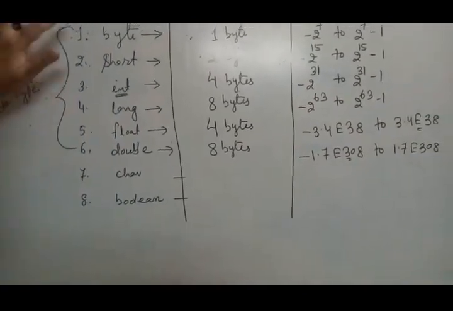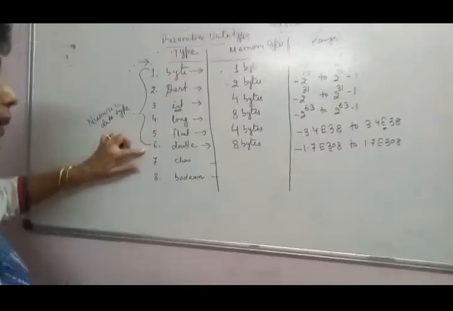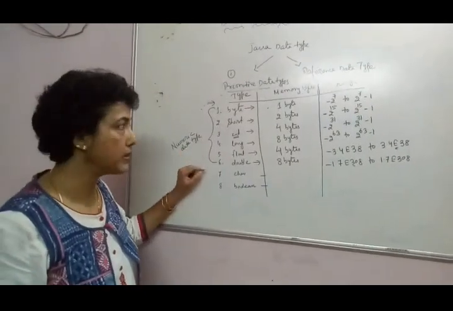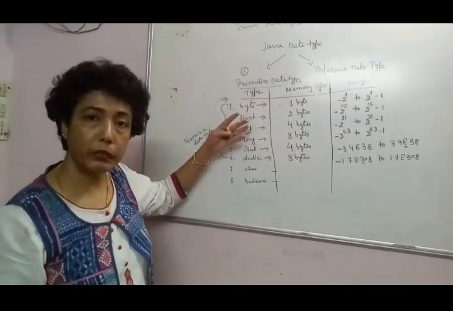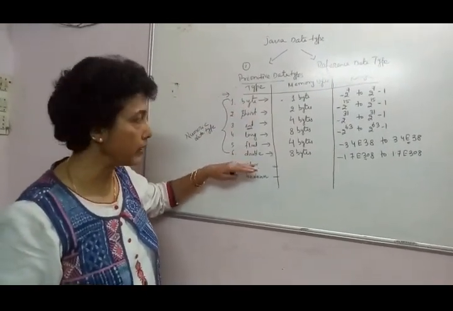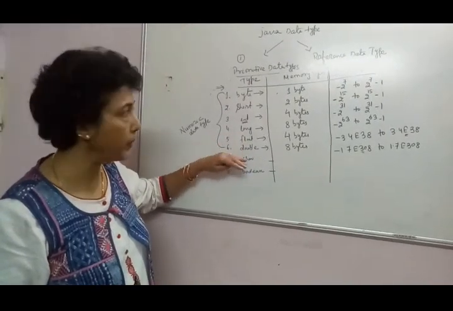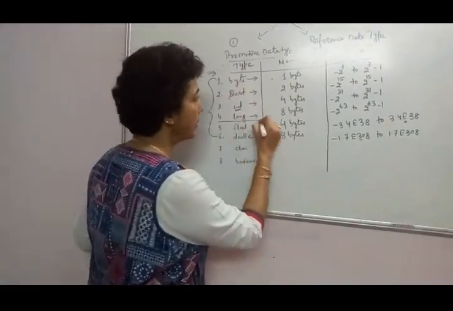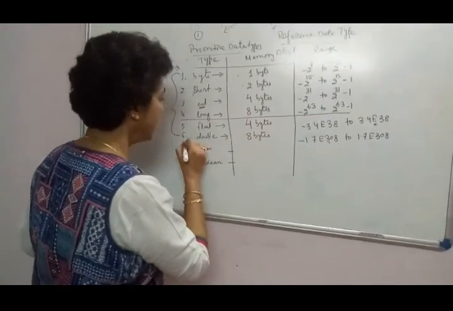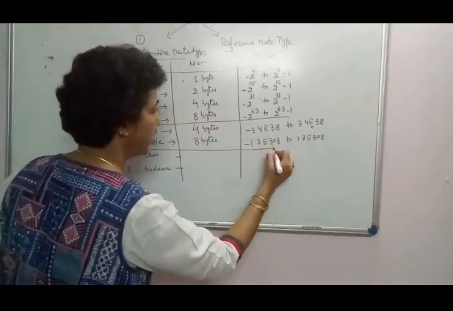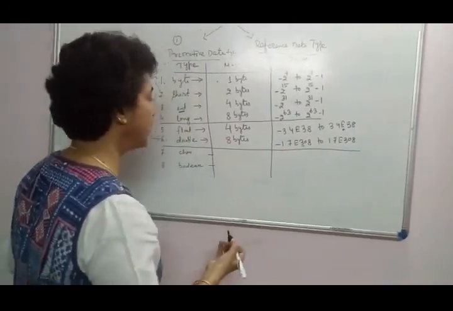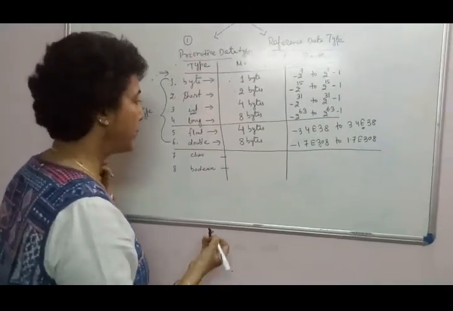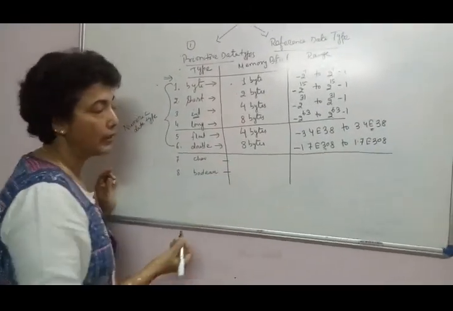Okay, so these 6 are meant for storing your numeric literals, and numeric literals are of 2 types, integer and your real literal or floating point literal. For integers these 4 are there, and then for storing the fractional numbers or real literals, these 2 data types are there. Okay, next one comes char.